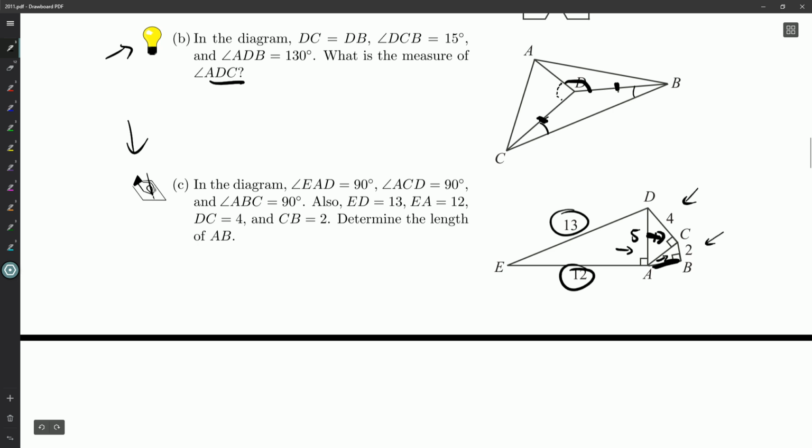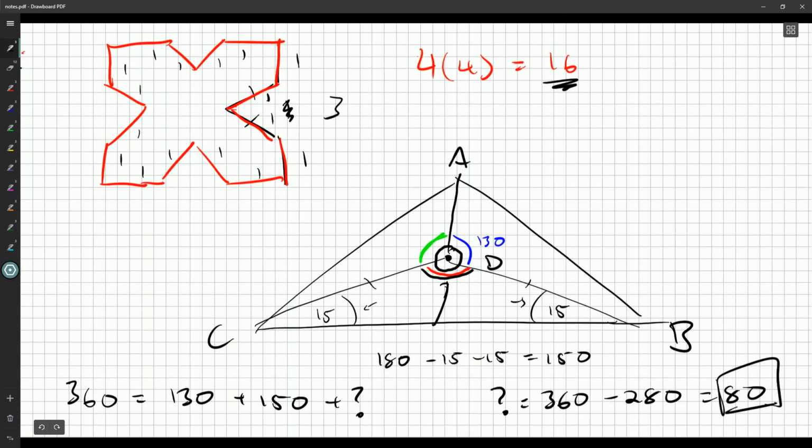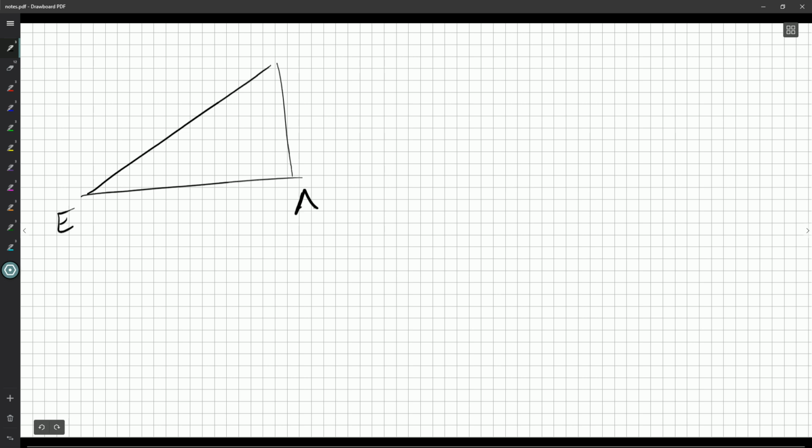Well, this is just going to be a series of Pythagoras' theorem arguments. I draw my picture. It was E. Everything's spiraling around A. D here. C here. B here. We got 2. We've got 4. 13, 12.